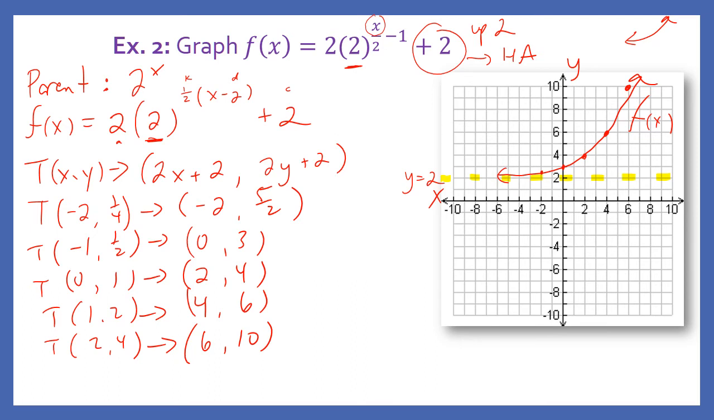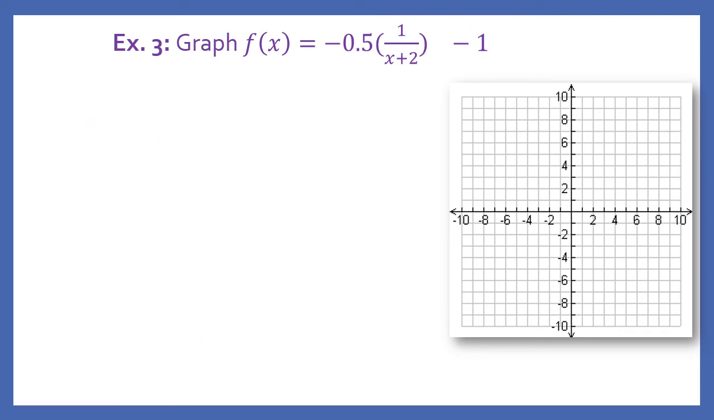Just like that, 2 graphs in the books. 2 more to go. Our next function, identifying the parent. This one's a bit tougher, but we see a fraction and x is in the denominator. That is your indicator that it is the reciprocal function, which is 1 over x.